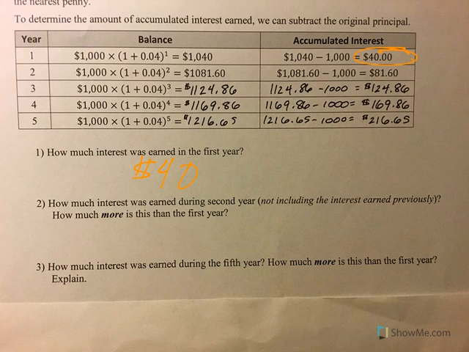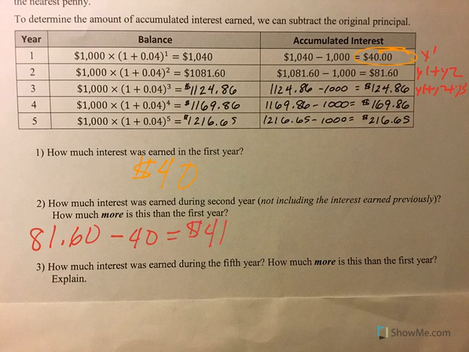Okay, number 2, how much interest was earned during the second year? Well, this is year 1 plus year 2. This one is just year 1. This is year 1 plus year 2 plus year 3. So what I need to do is take year 1 and 2 and subtract year 1. This will give me just year 2. And you'll notice that in year 1 it was 40, and in year 2 it was 41.60. So that's $1.60 more than in the previous year.